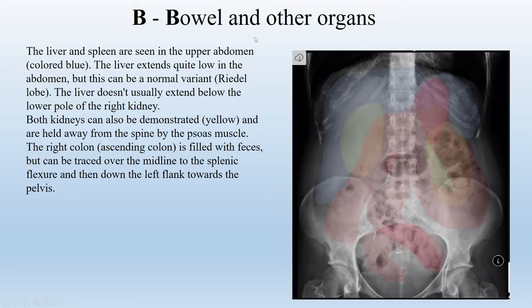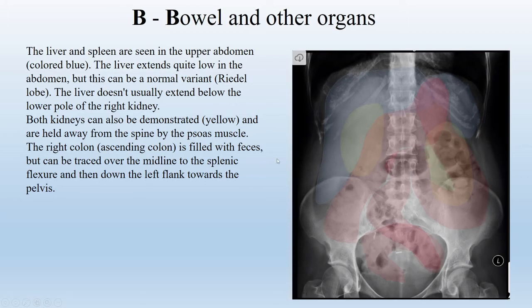So now for the other organs that can be seen on the abdominal X-ray. So here is the liver, spleen, one kidney, another kidney, the ascending colon, transverse colon. Those are the other organs that can be assessed.